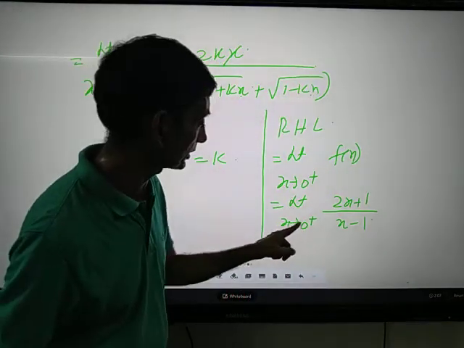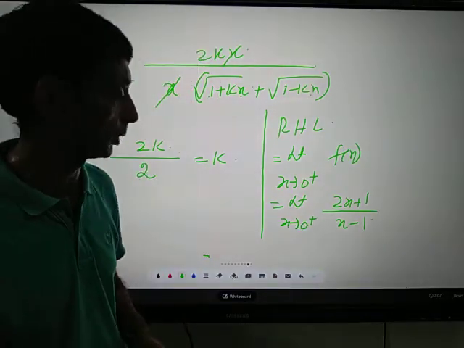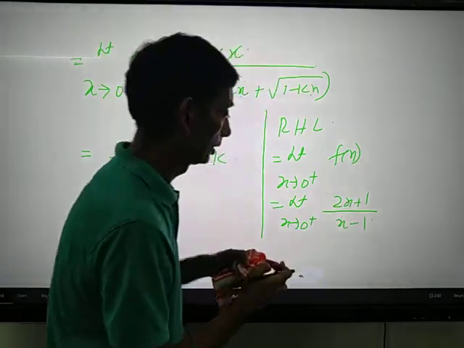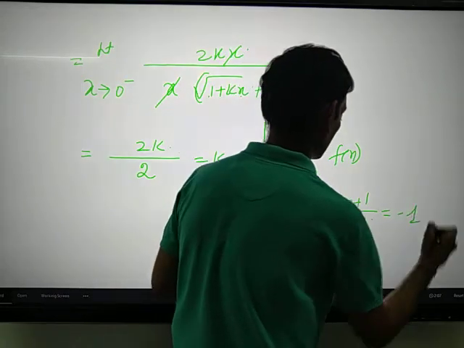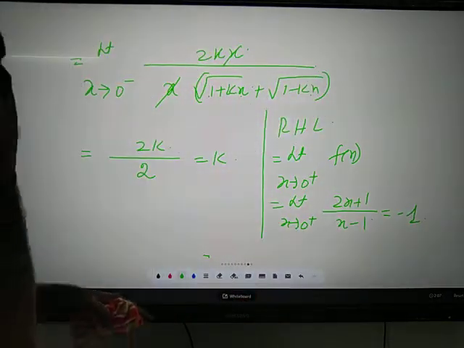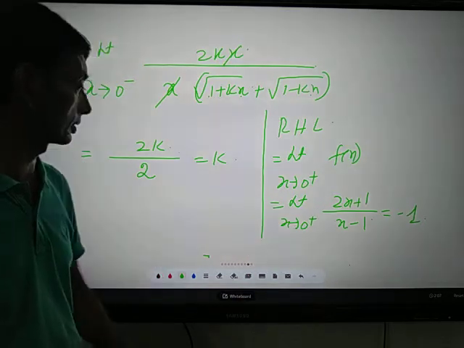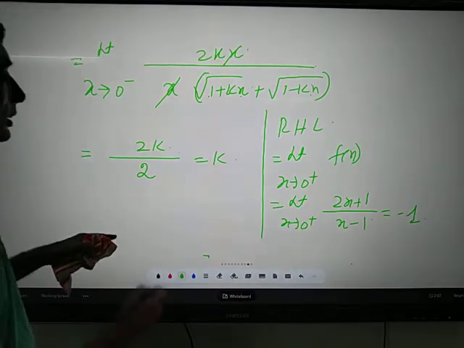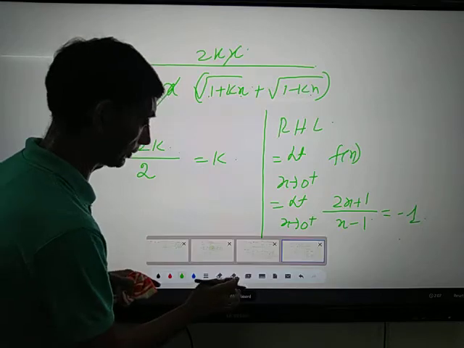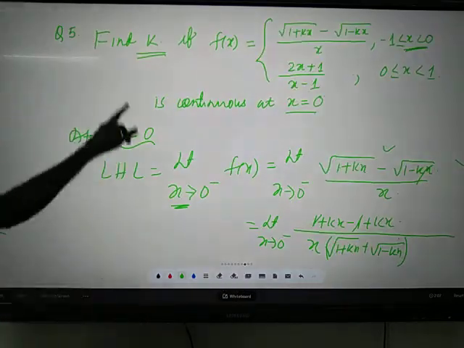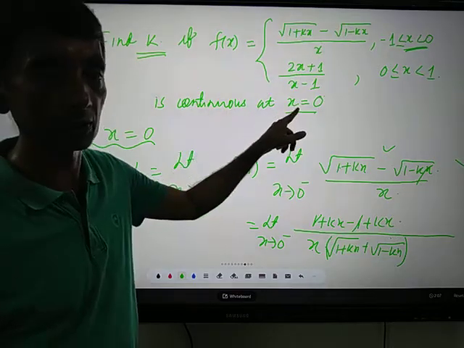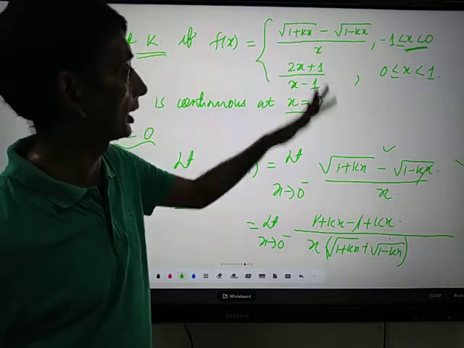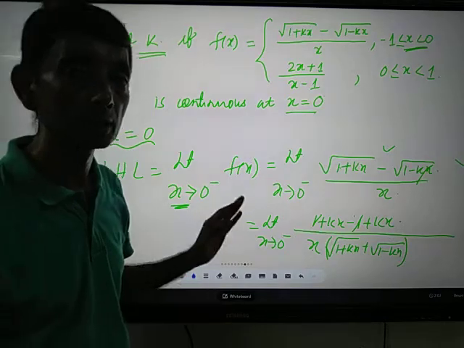If you substitute x equal to 0, it's not in a 0 by 0 form. If you substitute 0 here, it is equal to 1 by minus 1, which is minus 1. So you got the right hand limit equal to minus 1. What's the question? Find k if this function is continuous at x equal to 0. If it is continuous, the left hand limit and right hand limit always have to be the same.